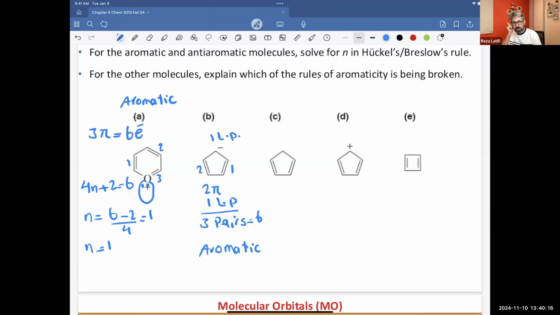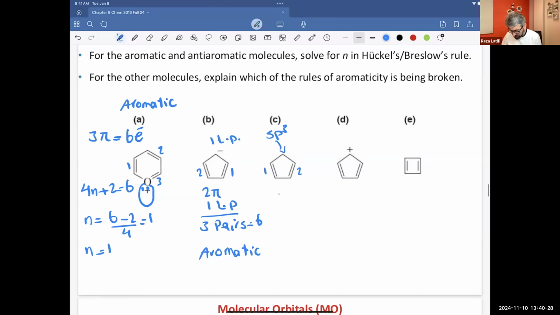Okay, aromatic compound. And next one, look at this carbon. That carbon has sp3 hybridization. We don't have an empty p orbital there. Now, number of pi bonds, 1, 2. So we have 2 pi bonds, meaning 4 electrons. So this system will be non.